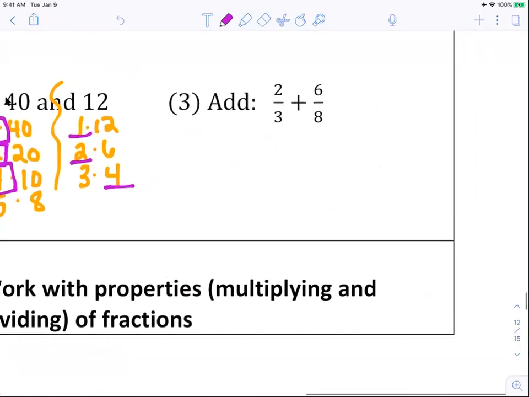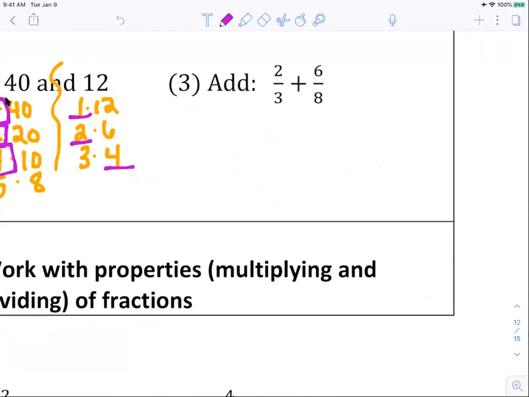Now, last but not least, number 3 is one that I would like you to try on your calculator. I know I said no calculator above this, but if you would like to do it with no calculator, go for it. But if you want to practice using your graphing calculator for this one, go for it. Pause your video and give it a shot. Final answer on number 3, you should have gotten 17 over 12.